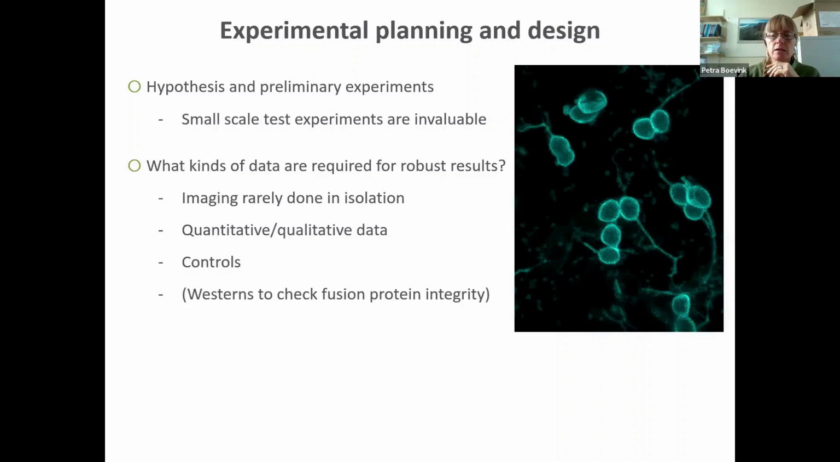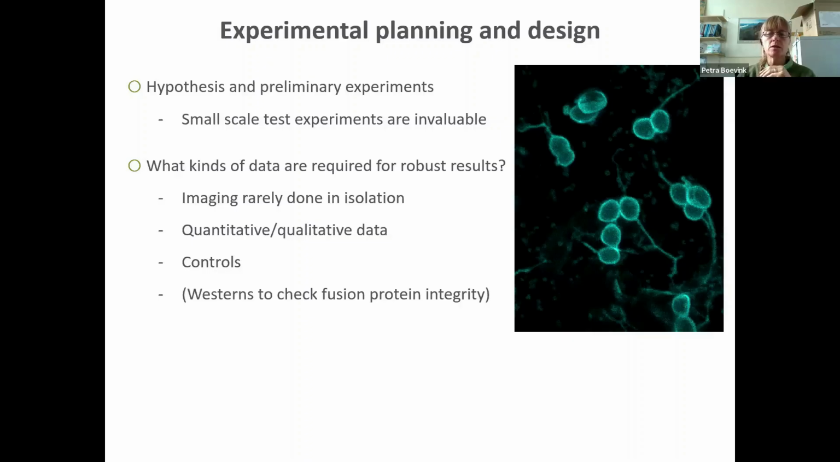So a quick look-see can be a very helpful way to find out what kind of hypothesis you're going to need, what kind of experiments you're going to need down the line. Once you have a bit more of an idea of what might be going on, a key question is, what kinds of data are required for robust results?